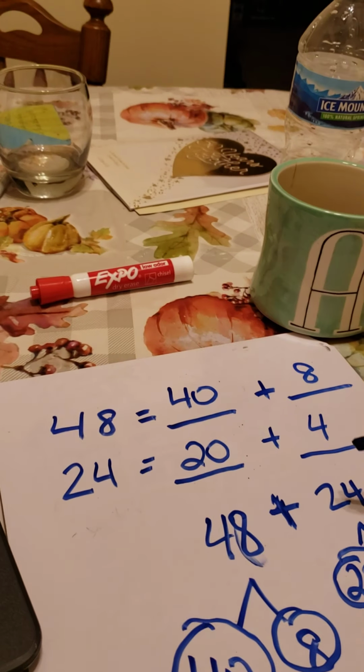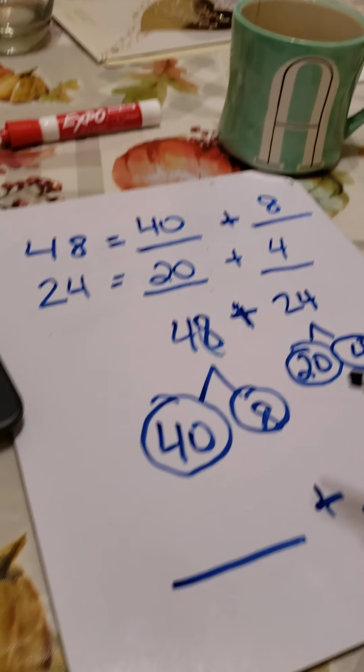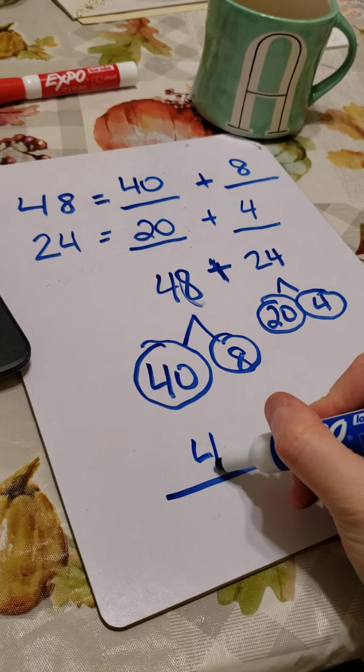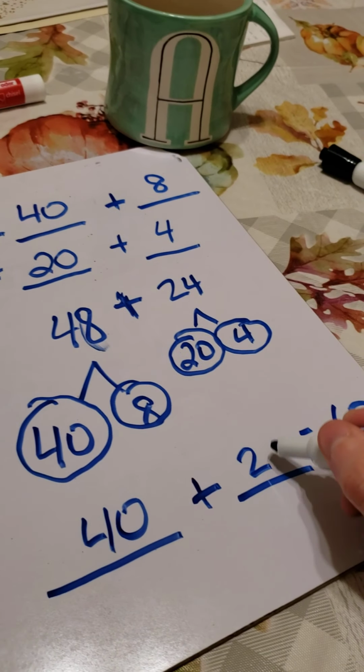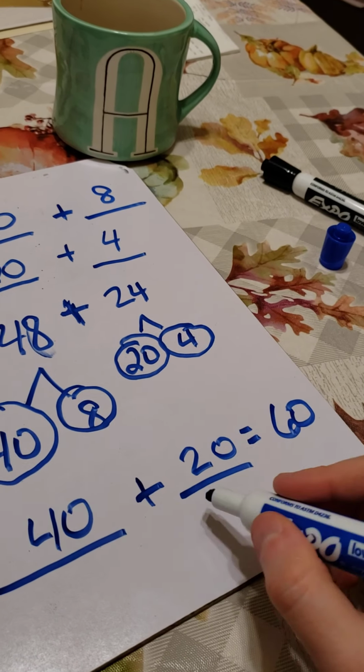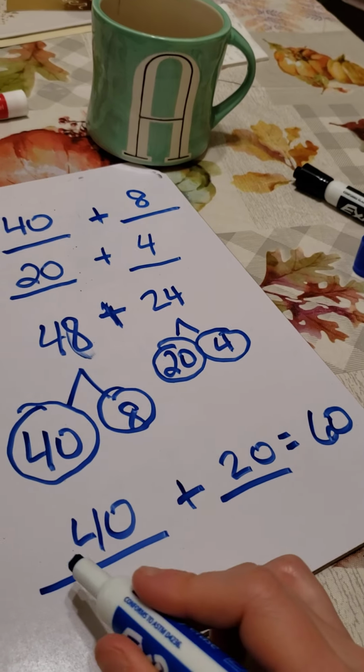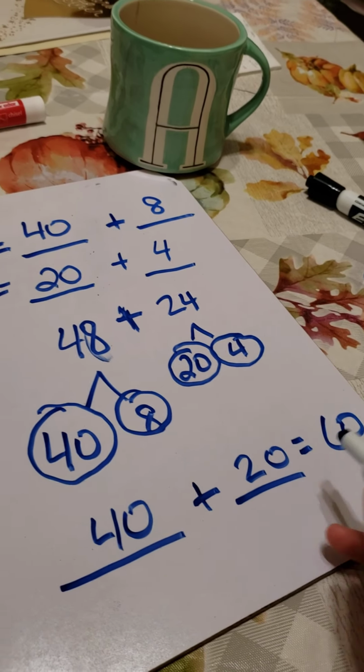How many tens do I have in 48? I have 40. And then I have 20 in 24. Ooh, lucky me. They already gave me the answer in my book. I already know 20 and 40 equals 60. So I know I have the right ones.